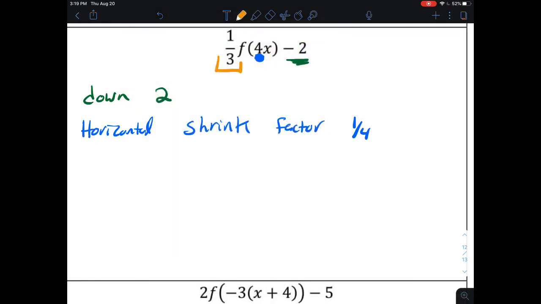And the last but not least is I'm multiplying f by 1/3. F is really your y, so if I'm timesing my y's by a number, I'm doing a vertical stretch or shrink. And I'm multiplying my y's by 1/3, so I'm shrinking them. I don't do the reciprocal of this value. So vertical shrink, the factor is 1/3.